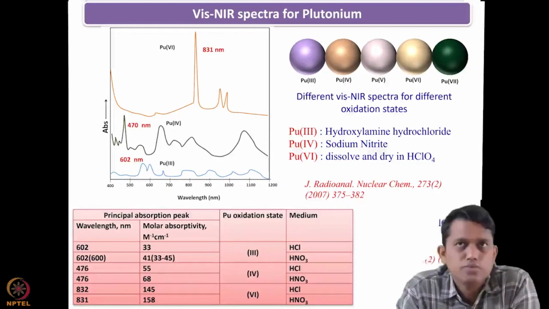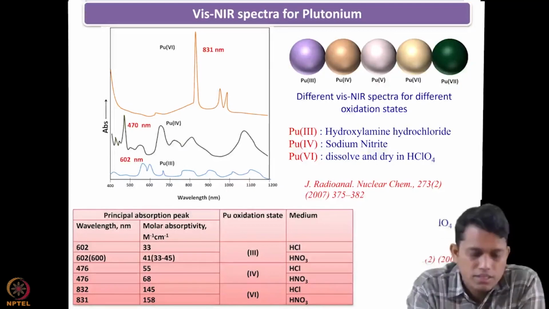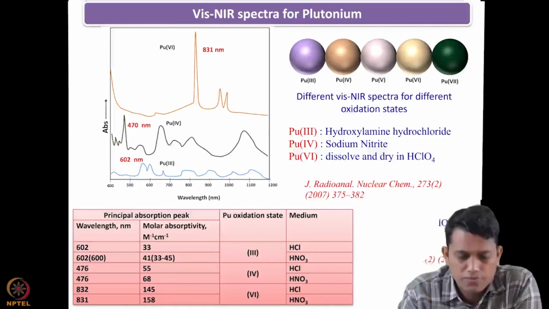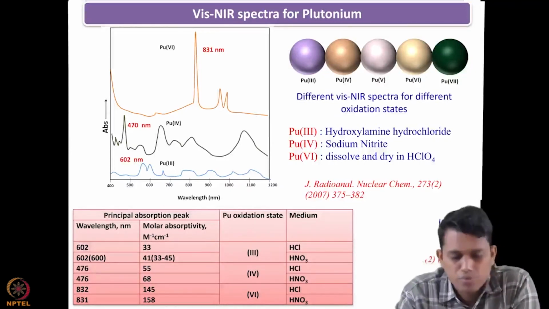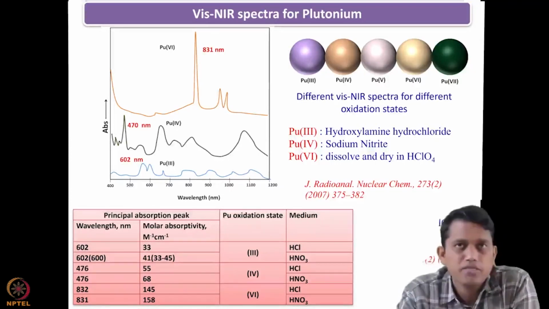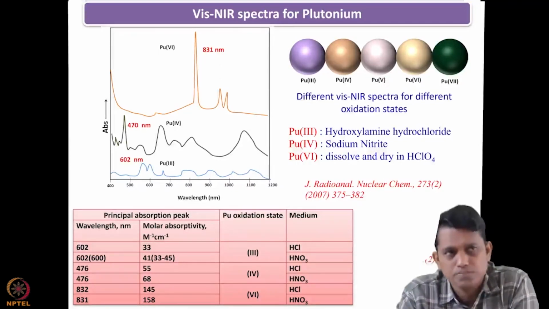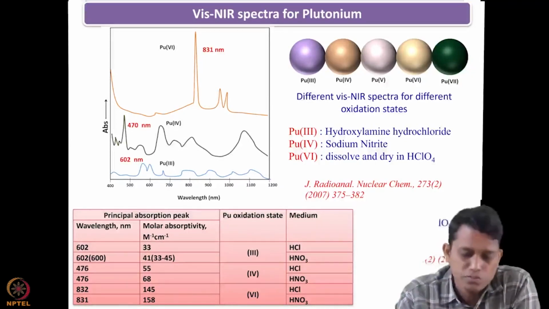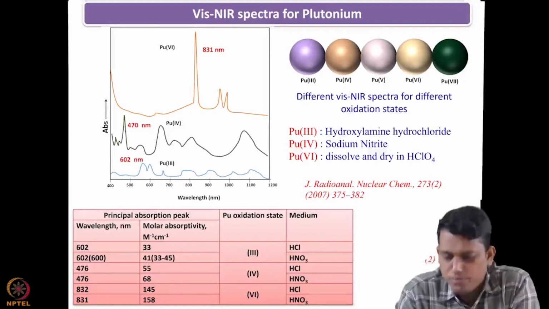Again, I've shown you that from 3 to 6, you are getting different colors. If you see the spectra, there are 3, 4, and 6. I have not shown you the spectrum of plutonium 5. I hope by now you understand that all these 5 states, whether plutonium 5 or uranium 5, are very unstable with respect to disproportionation, so getting the spectra of plutonium 5 is not that straightforward. It will disproportionate in acidic solutions, and if you use too much base, there is a chance of hydrolysis. So because of the disproportionation, we are not giving the spectra of plutonium 5.